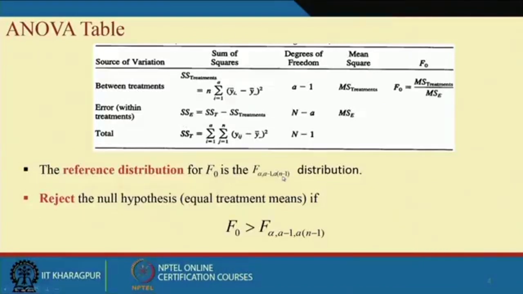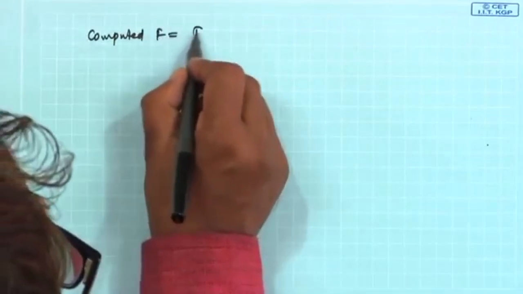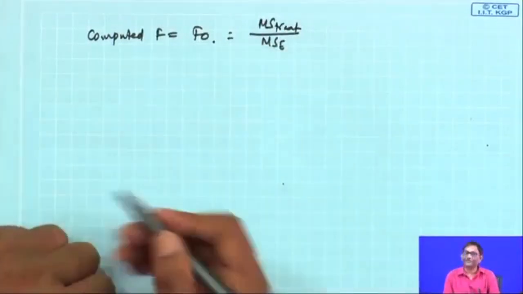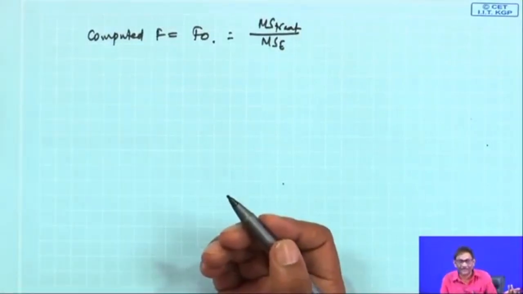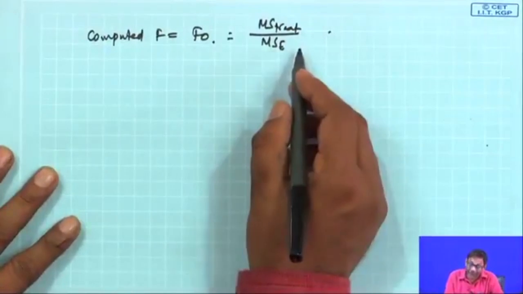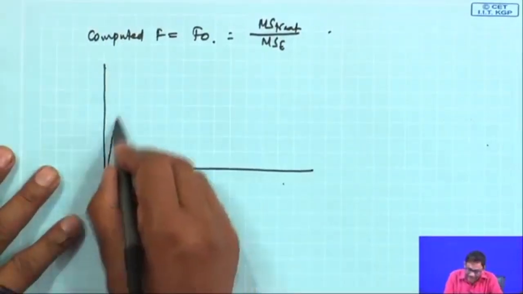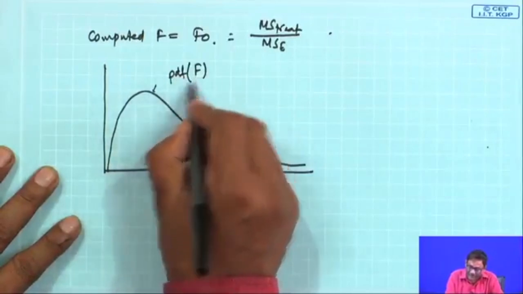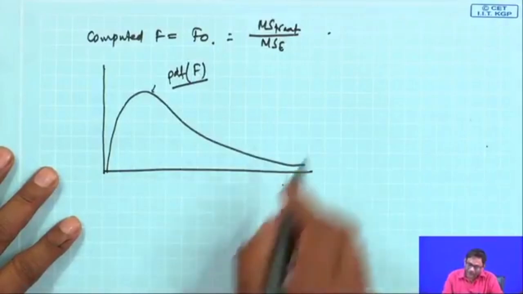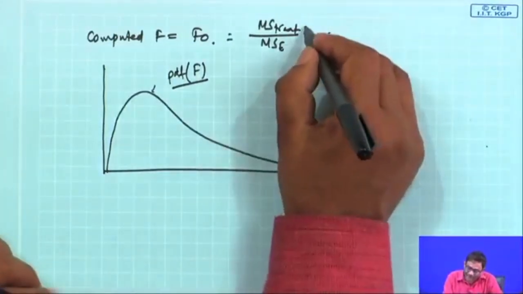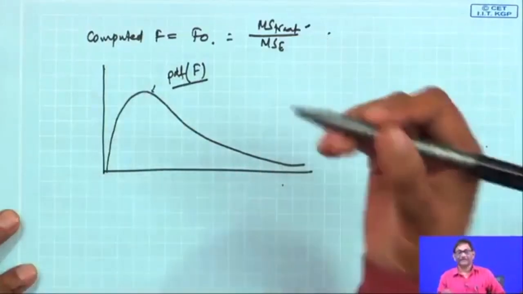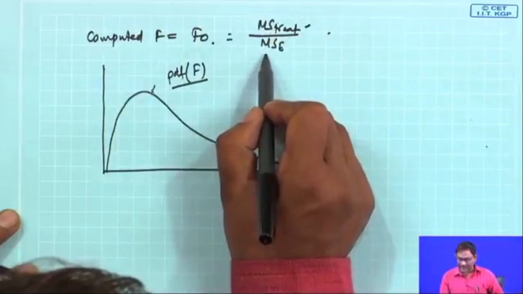So, now you have to do the hypothesis testing. You have computed F, computed F is F0. How do you compute it? Once you know MS treatment and MS error, you are in a position to compute. And you know how to compute SS from the data, so you will be able to compute this. Theoretically, this follows an F distribution, something like this. This is our F distribution, the probability density function of F. What we are interested in is whether there is a difference in the means of the different levels. If there is no difference, then what will happen? MS treatment and MSE will be equal.